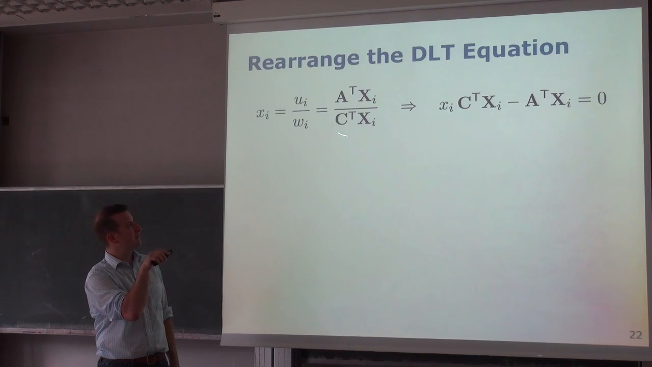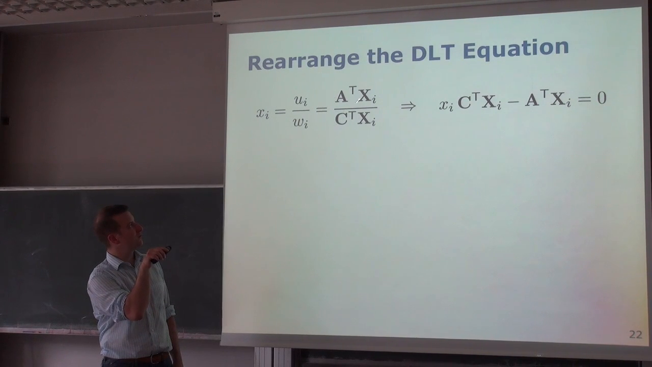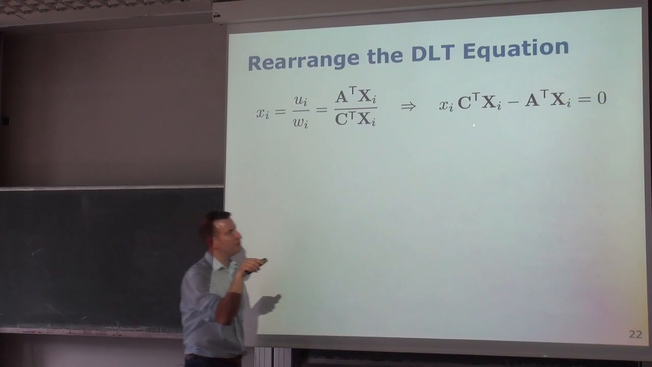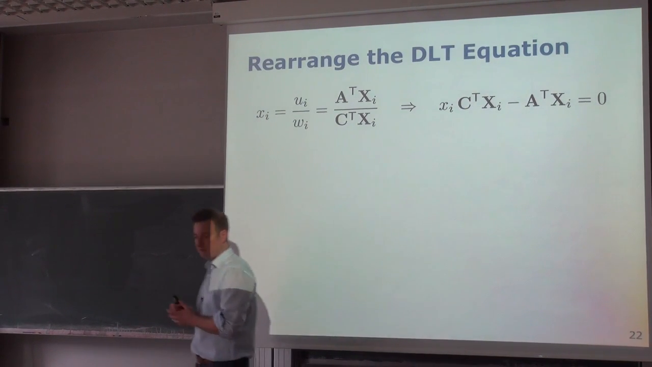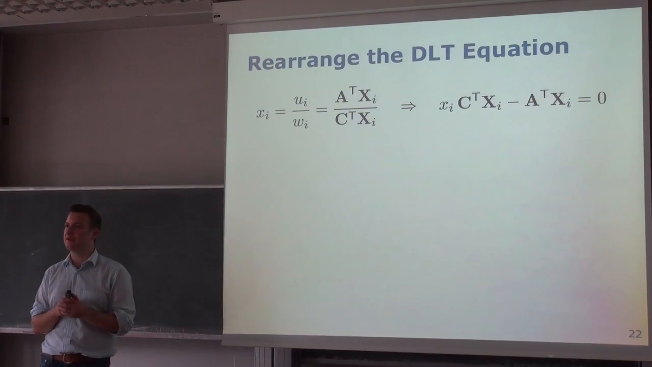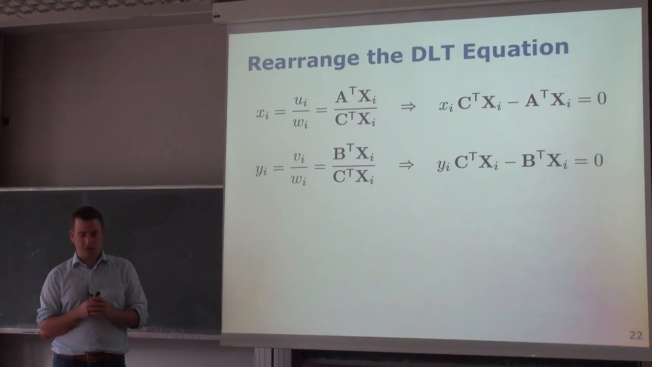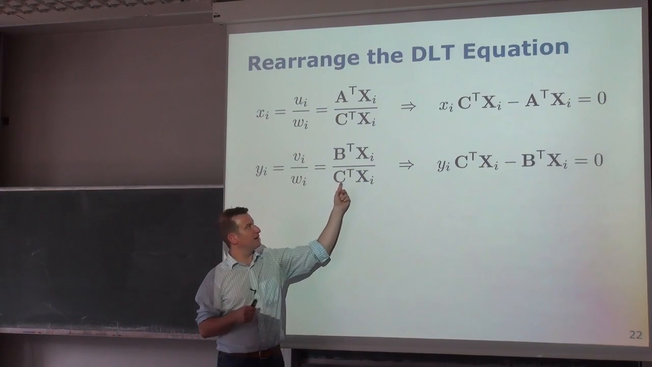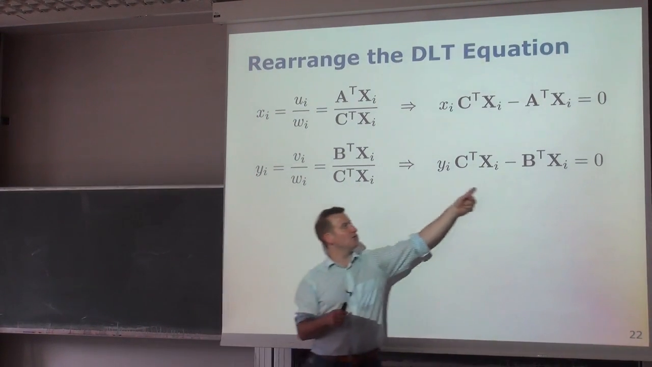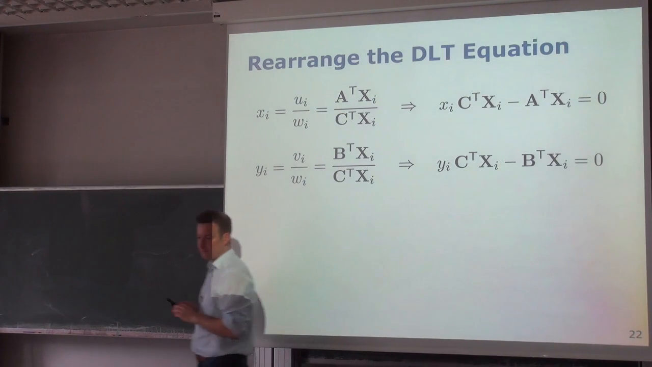We can multiply by this expression, so this one goes over here. We can subtract the remaining expression, which also goes over here and equals 0. So we have x times c transposed xi minus a transposed xi equals 0. And you can do exactly the same thing for our y coordinate. Take our y coordinate, b transposed xi divided by c transposed xi, and rewrite it exactly in this way.